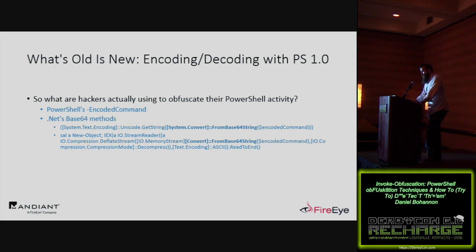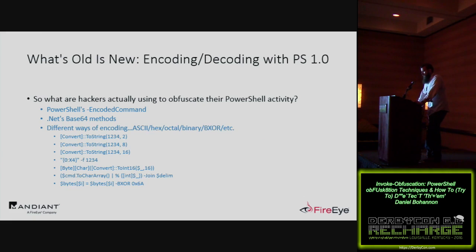.NET also has base64 methods. You'll see Metasploit use this a lot. Sometimes you'll see the .NET base64 decoding method paired with a gzip. Sometimes you also see attackers actually using the AES encryption library. So let's look at some different ways to encode. What about ASCII? What about octal, hex, binary, bitwise XOR?